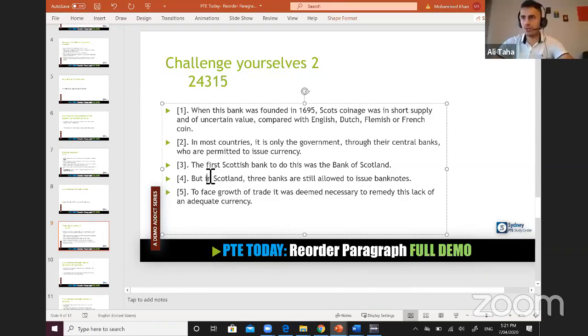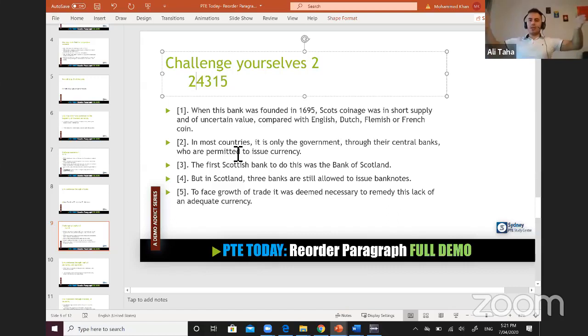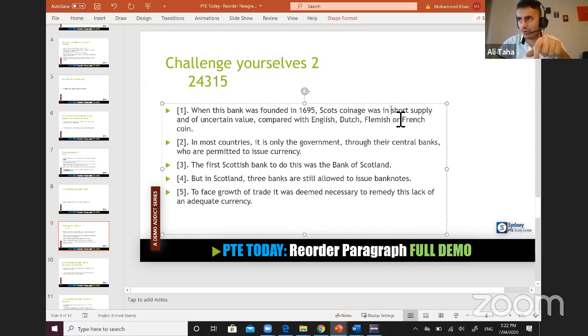As Atik mentioned, we started with the independent sentence. They are introducing the topic. They're talking about printing out currency. But in Scotland, 3 banks, general. They're talking about 3 banks. Out of those 3 banks, the first bank, the first Scottish bank, this bank, this is the most specific. And by the end, they're talking about the shortage of supply, which was concluded here, that they did that because of the lack of currency.